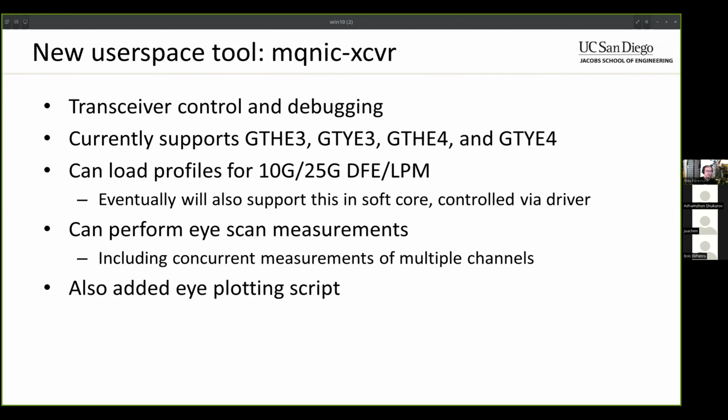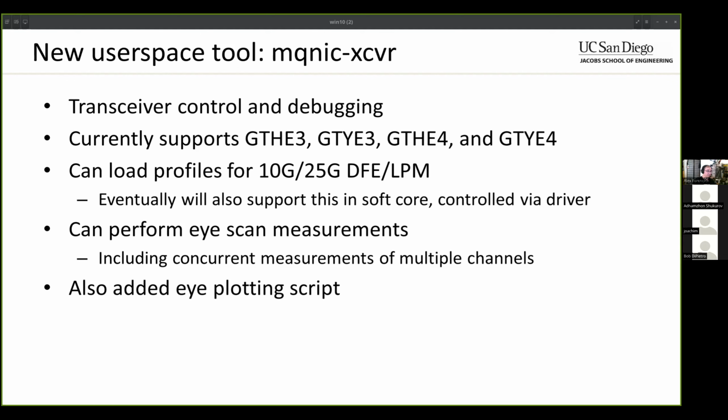And it also supports running concurrent measurements on multiple channels. So if you have like 4 or 8 transceivers or whatever, you can use this tool to run iScan measurements on all the channels at the same time. And I also added a script which will take the raw iScan data and plot a nice little heat map.